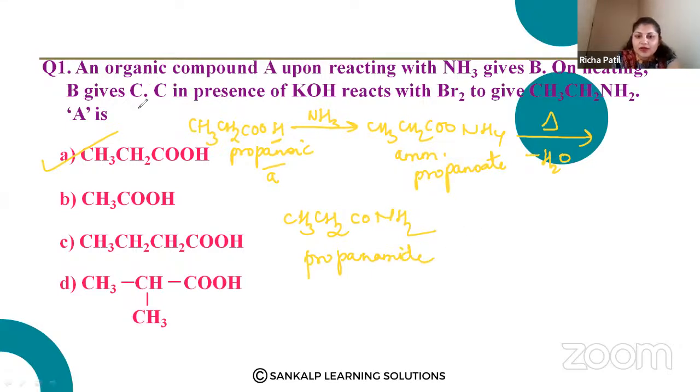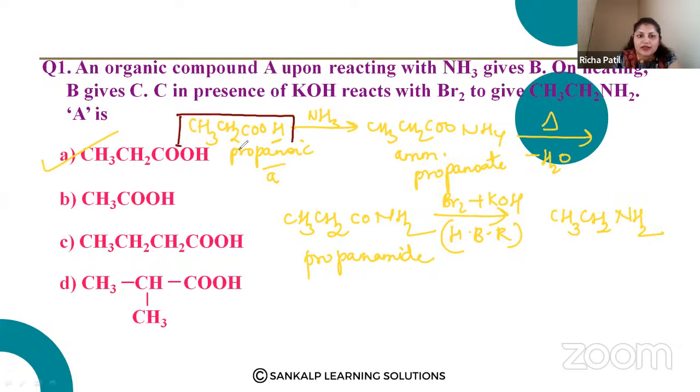This compound C is further treated with Br2 plus KOH. This is the Hoffman bromamide reaction. What happens in the Hoffman bromamide reaction? One carbon will be less. So it is CH3CH2NH2. This is the method of solving this particular question. So the organic compound A is propanoic acid.